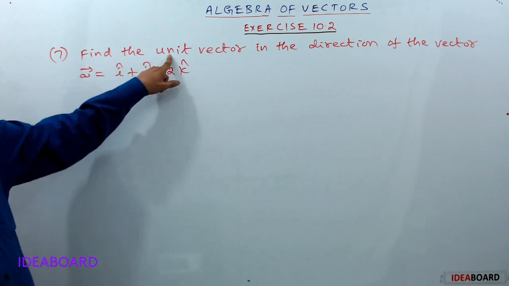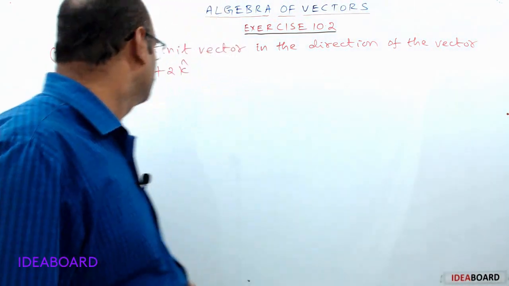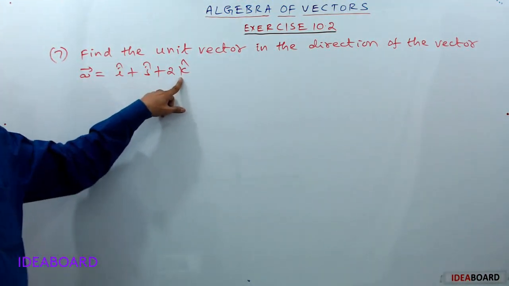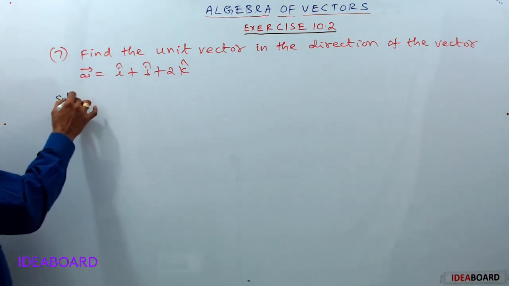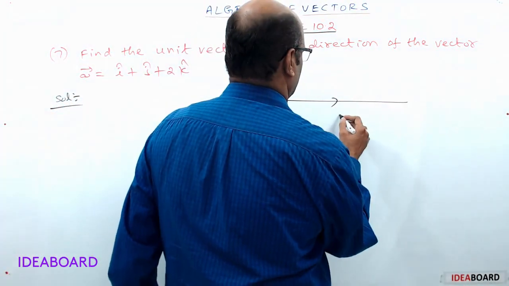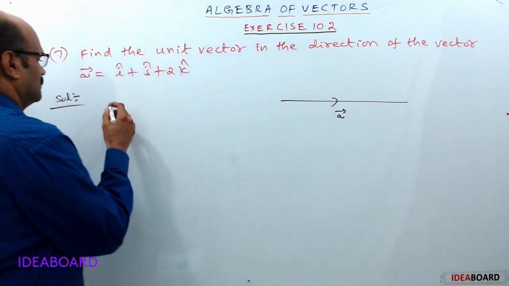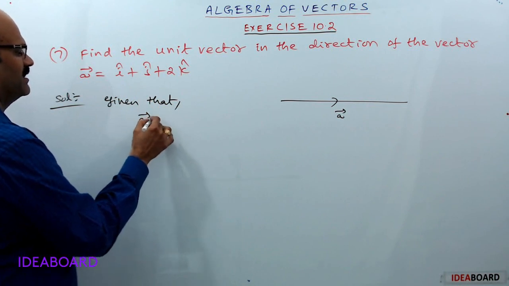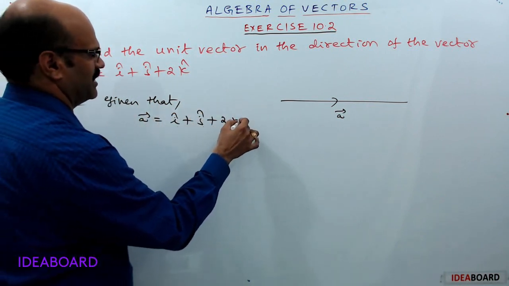Seventh problem, find the unit vector in the direction of the vector A vector equal to i cap plus j cap plus 2k cap. We have to find the unit vector along this vector A. So A vector is given that A vector equal to i cap plus j cap plus 2k cap.